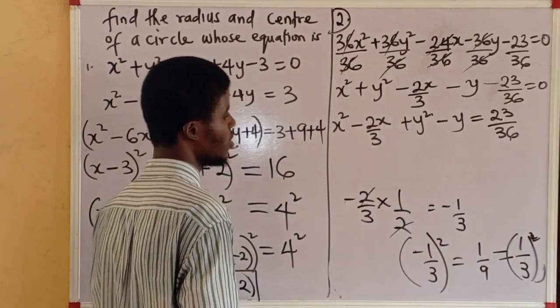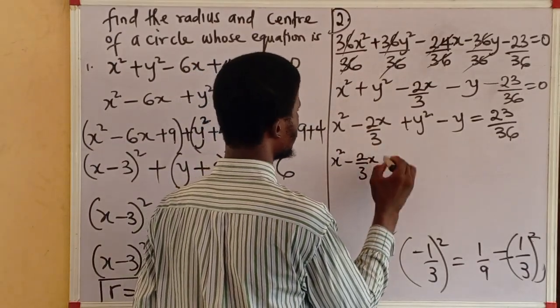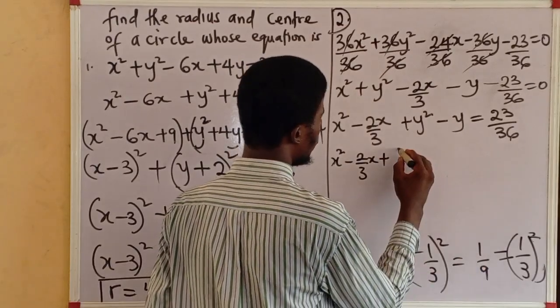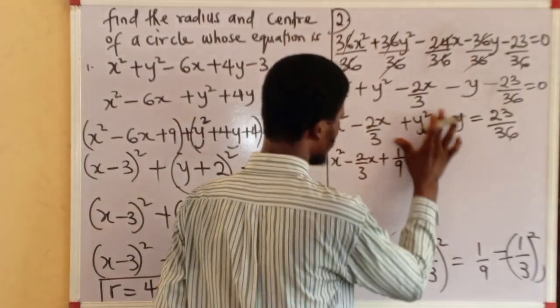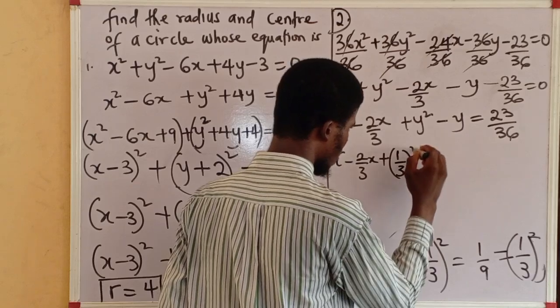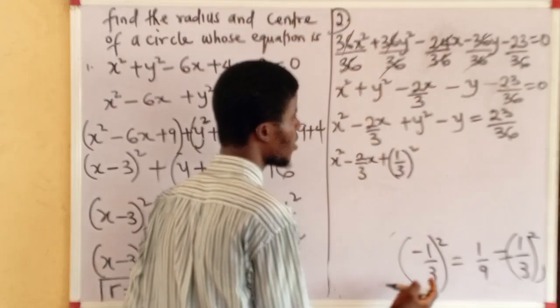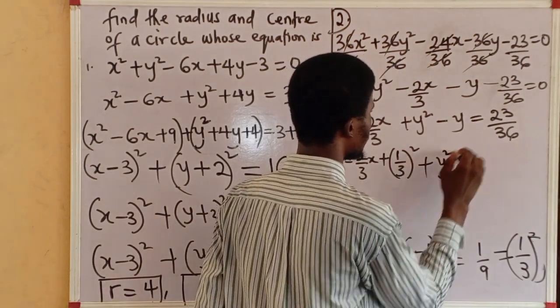So we write this x squared minus 2 over 3 of x, plus 1 over 9. Now, what I want to do is write 1 over 3 all squared. 1 over 9 is the same thing as this. Yes, we are done with this. Plus y squared.